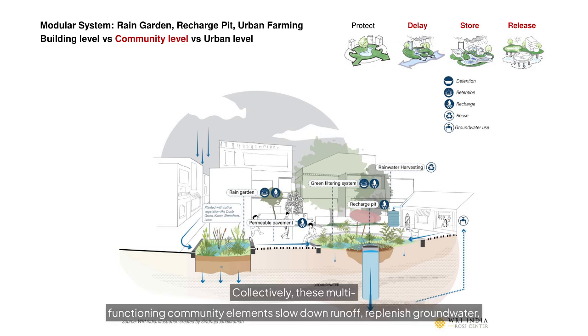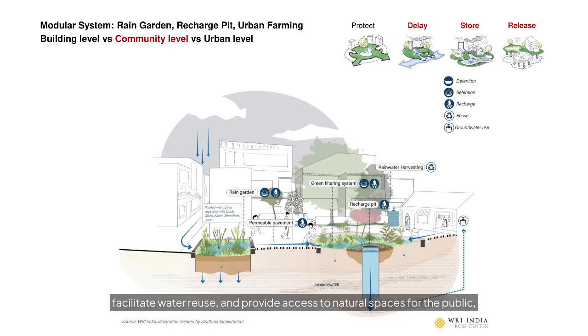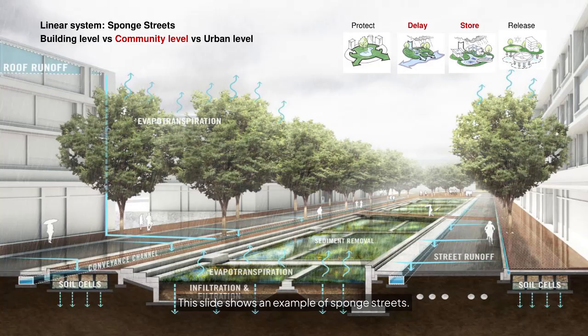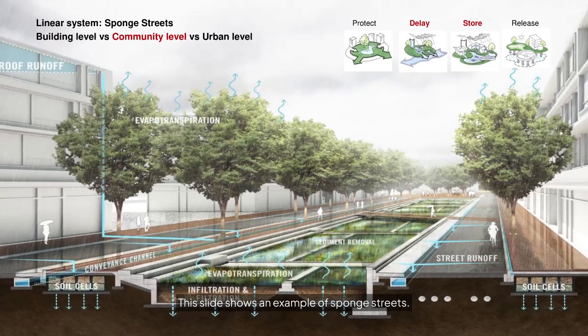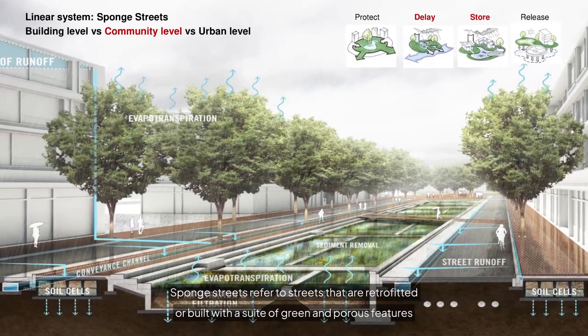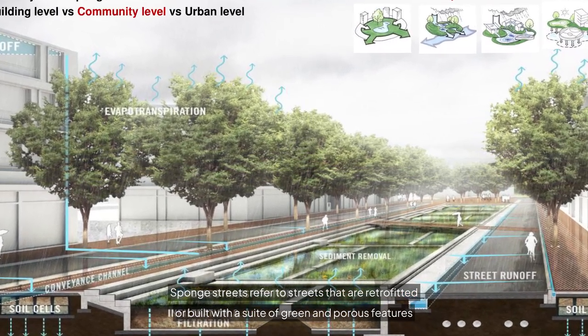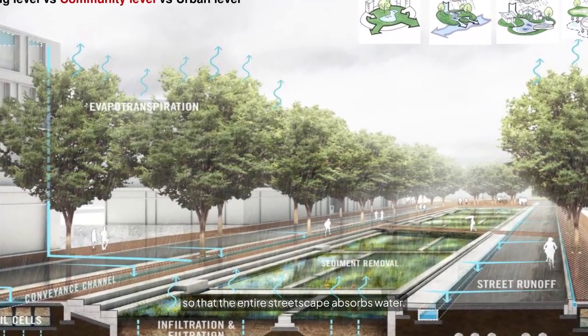Collectively, these multi-functioning community elements slow down runoff, replenish groundwater, facilitate water reuse, and provide access to natural spaces for the public, all while functioning as a lively day-to-day public space. This slide shows an example of sponge streets. Sponge streets refer to streets that are retrofitted or built with a suite of green and porous features so that the entire streetscape absorbs water.